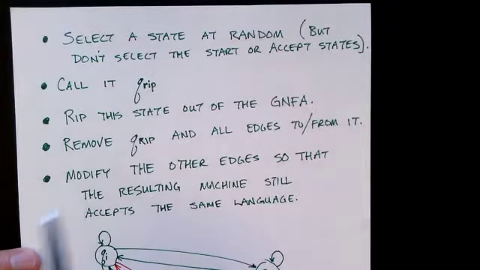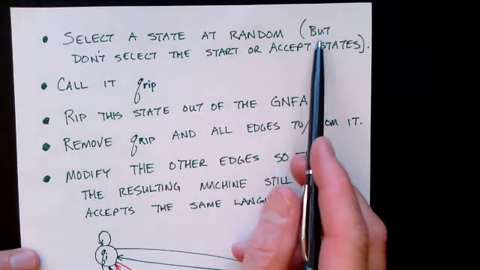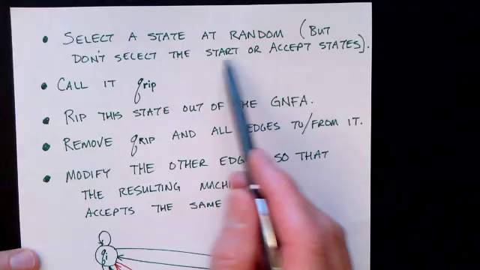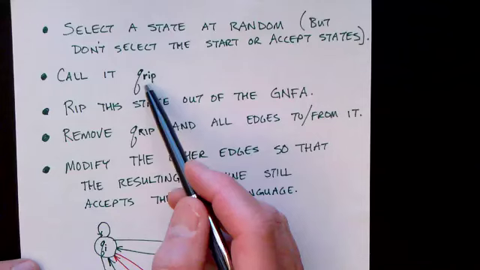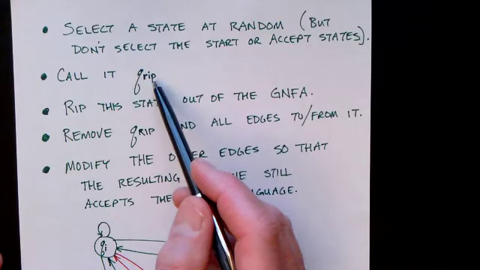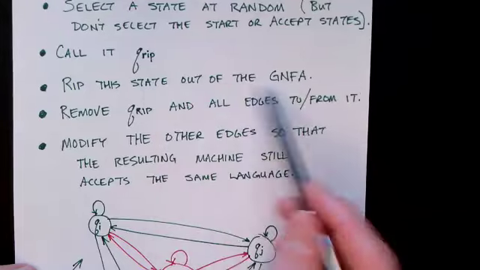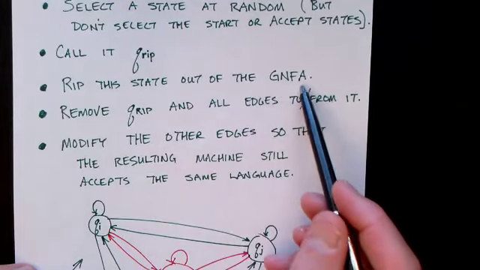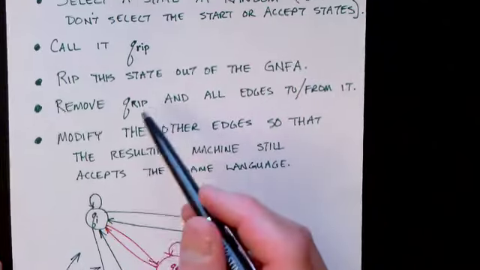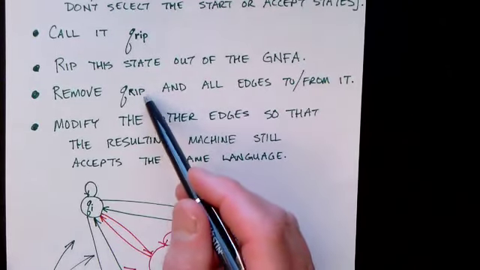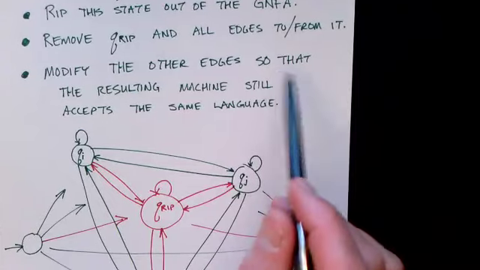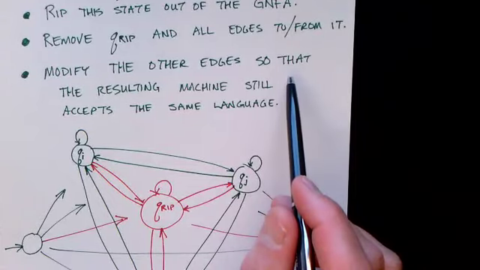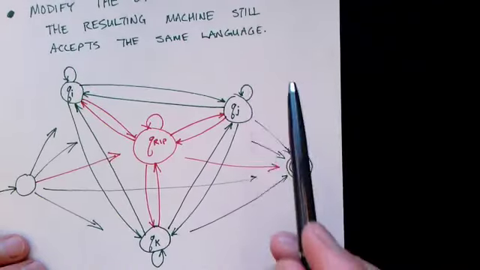So here's what we're going to do. We're going to select a state at random, but we won't select the start state or the accept state. Let's call it Q sub rip. And we're going to rip this state out of the generalized non-deterministic finite automaton. What that means is we're going to remove the state, and we're going to remove all the edges that go to and from it. And then we're going to have to modify all the other edges so that the resulting machine still accepts the same language.